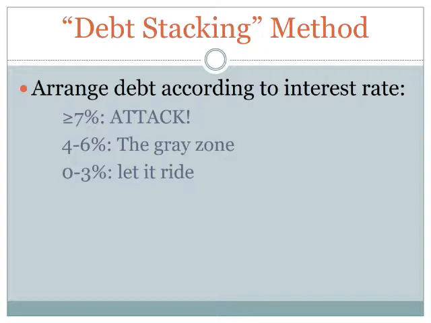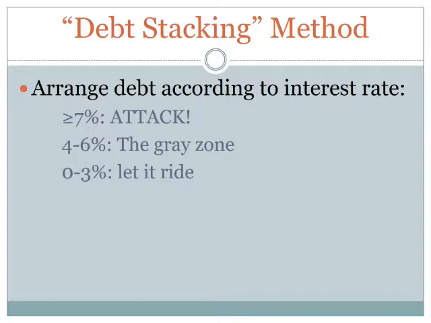Debt in the 4 to 6% range is in the gray zone. It's not low enough to let it ride, but not high enough to be the biggest priority. This is when you need to look at your overall financial picture and financial goals to determine your priorities. Your lowest priority debt is going to be the debt within the 0 to 3% range. With debt in this category, you're usually accruing so little in the way of interest that you'd generally be better served financially by doing something else with your money rather than paying more than your minimum monthly payment.